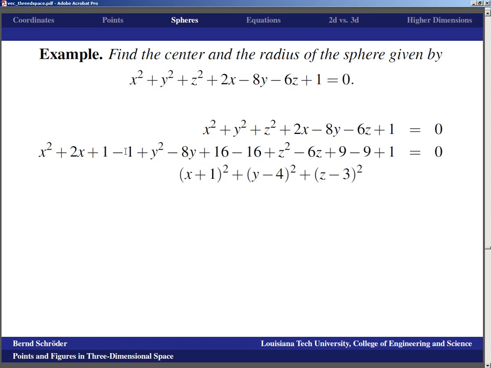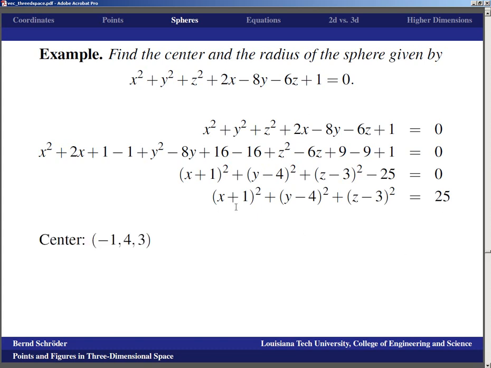Let's see. And so now, of course, the negative numbers are what's left here. Minus 1 minus 9 is negative 10. Minus 16 is negative 26. Plus 1 is minus 25. And then, of course, the right-hand side is 0. And if we put the 25 over to the right-hand side, we realize this is a sphere. This is the equation of a sphere.